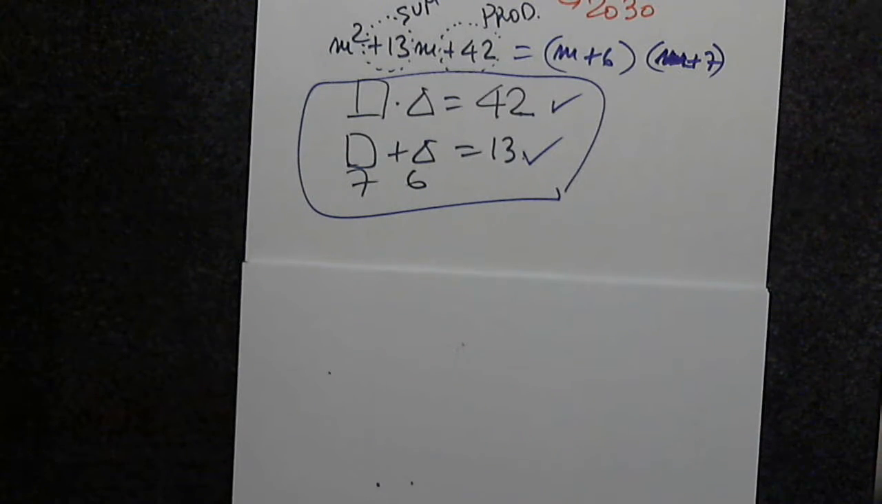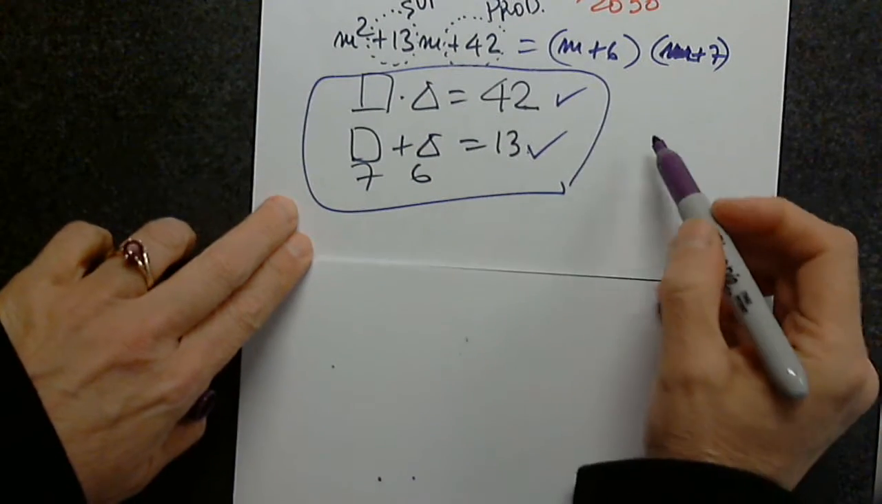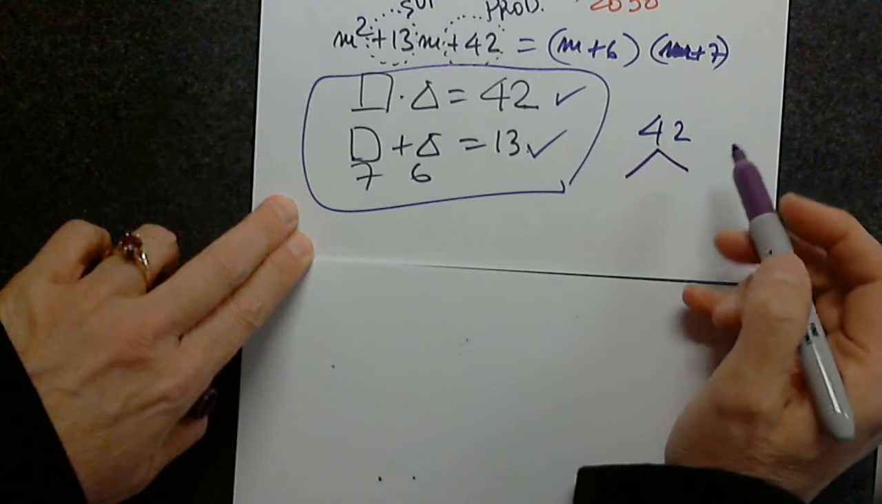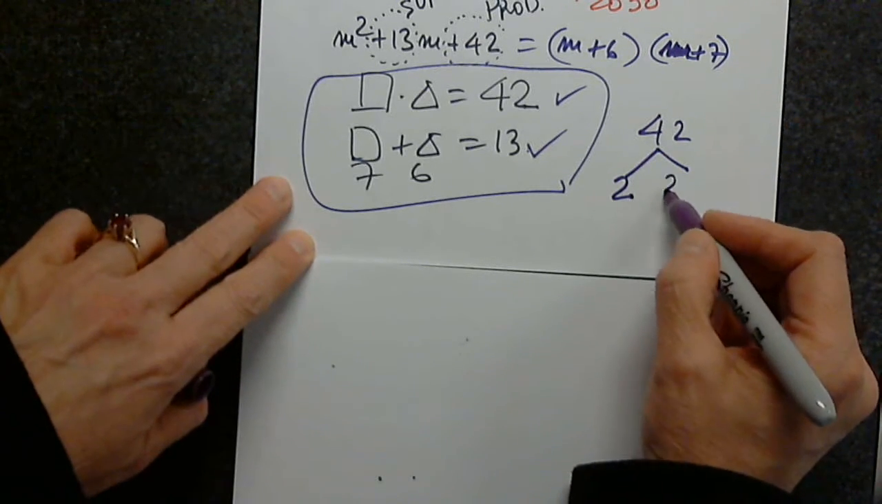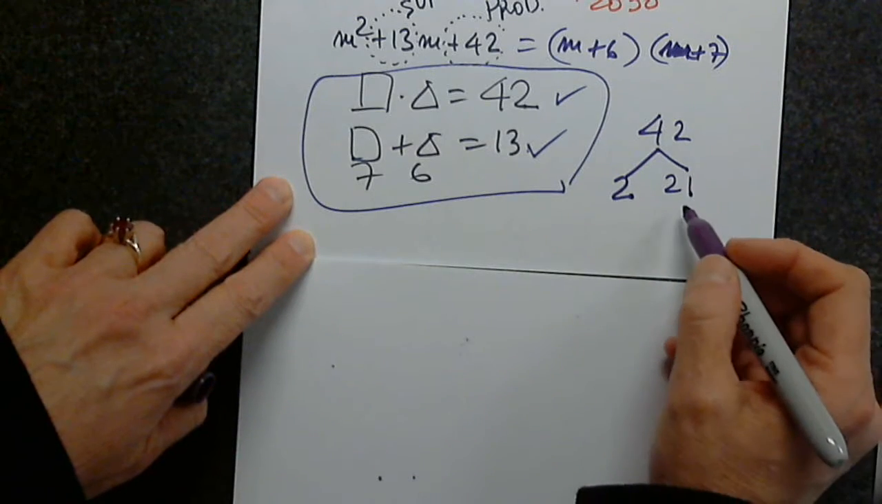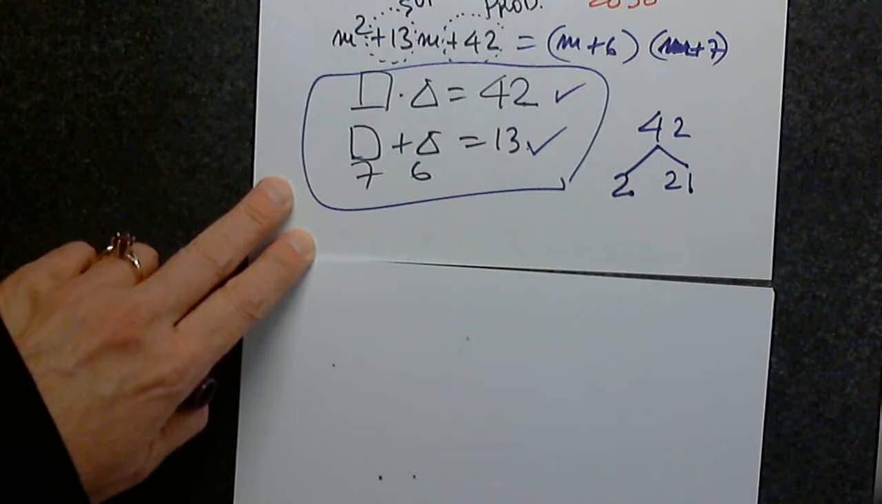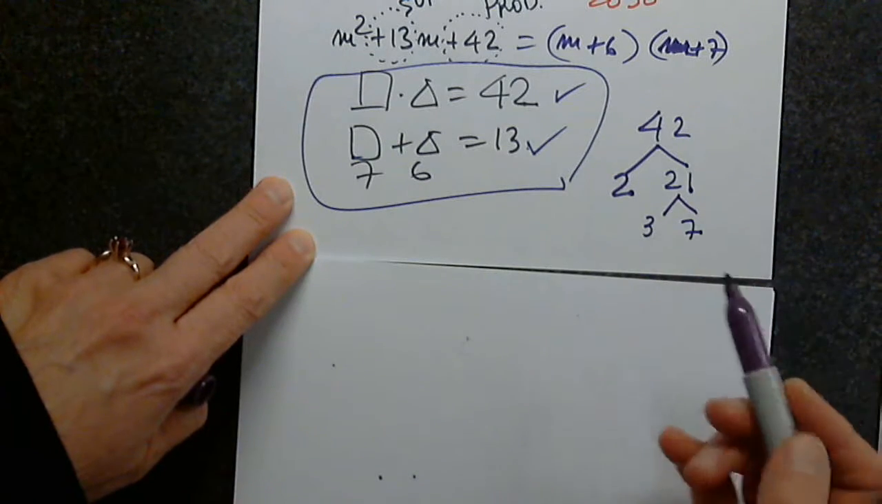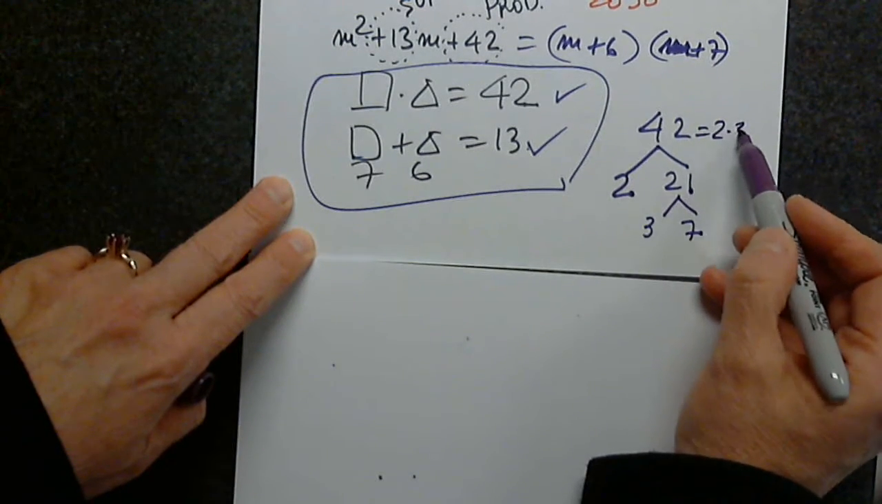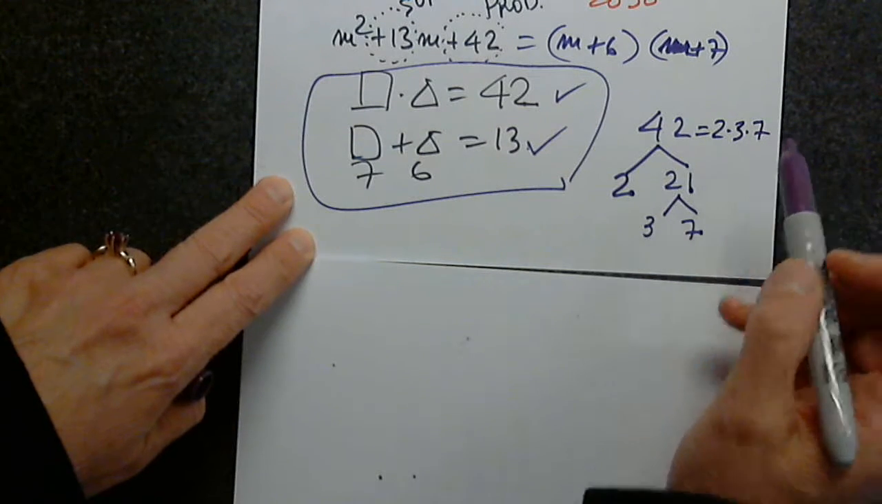So what I would do, I would look at 42 and present it in prime factors. It's an even number, so it must be divisible by 2. And then I have 21. So 21 is not divisible by 2, so I go to the next prime number. So it's 3. And this is 7. So now 42 is 2 times 3 times 7.